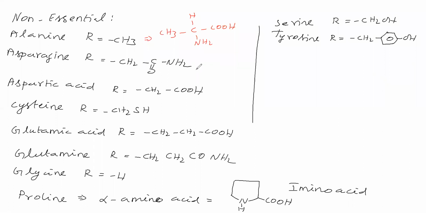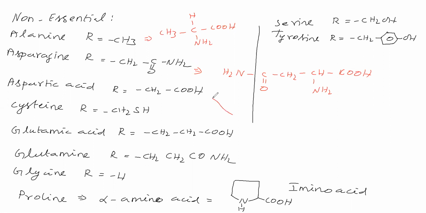Then we will take asparagine. The asparagine R group is NH2, CO, CH2. Then we write the remaining CH, NH2, COOH. In this one, 2 amino groups are there. Therefore, it comes under basic amino acids.